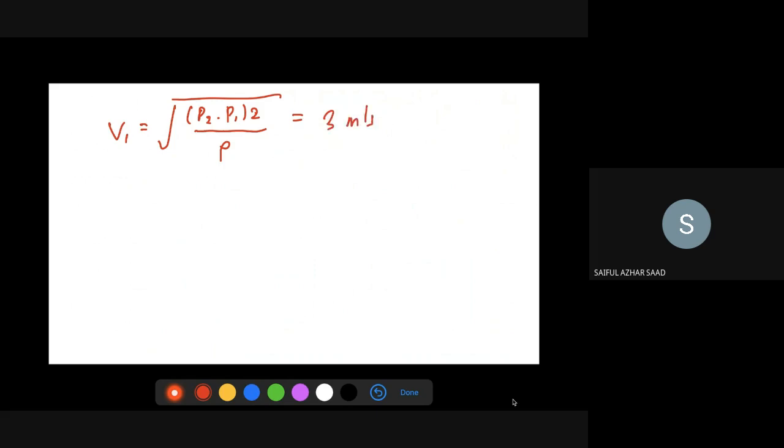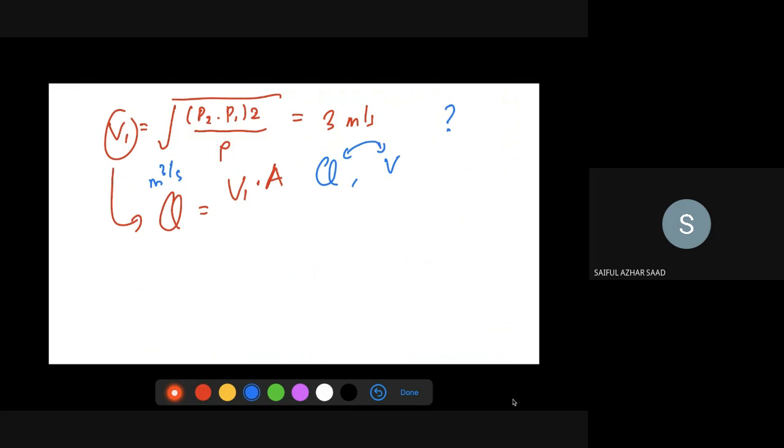And then I need to calculate the flow rate from the velocity. Basically, the flow rate equals velocity multiplied by the area. If you notice, the unit for the flow rate is meter cubed per second. Let's say suddenly you know your flow rate and your velocity. What is the relationship between flow rate and velocity? From the units, you can determine the relationship.